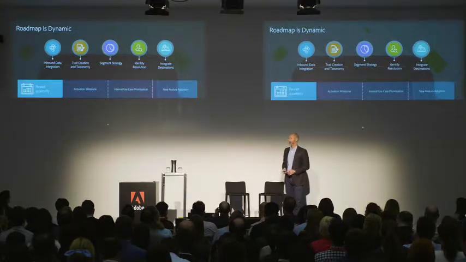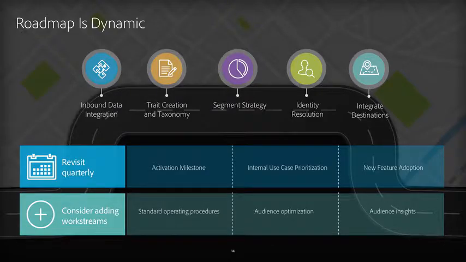And that leads to this point that the roadmap is dynamic. So we've seen customers revisit their roadmap on a quarterly basis. I've talked to some customers who do this on a monthly basis. The way that you prioritize use cases might shift as different stakeholders have competing priorities and you decide, okay, let's shelve the personalization use case for now and focus on the paid media optimization use case in the short term.